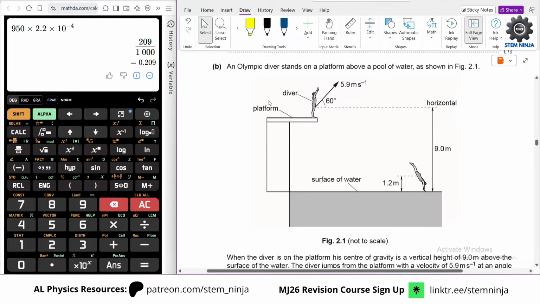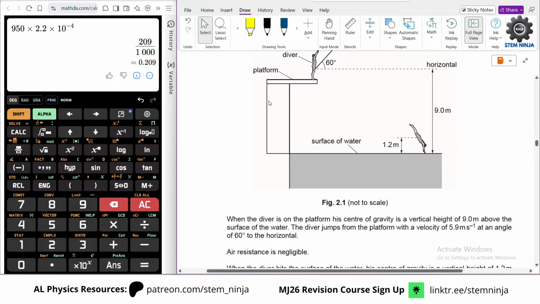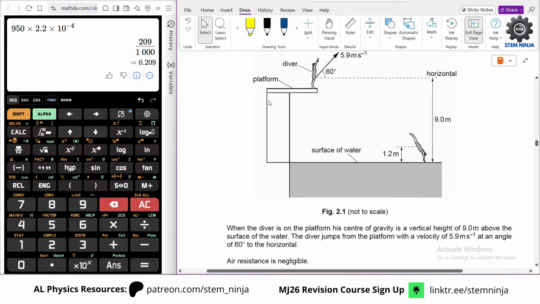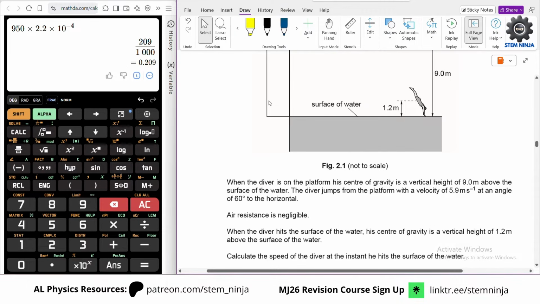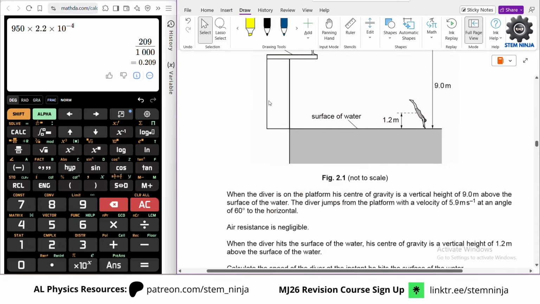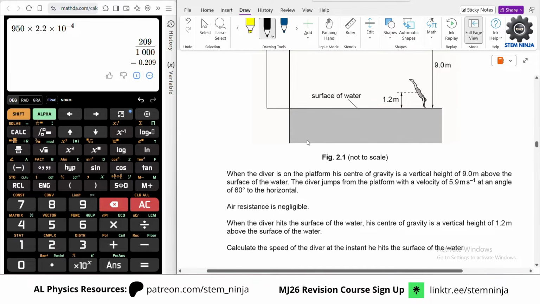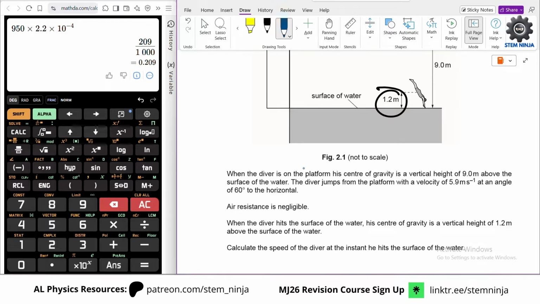Okay, an Olympic diver stands on a platform above a pool of water. When the diver is on the platform, his center of gravity is at a vertical height of 9 meters above the surface of the water. The diver jumps from the platform with a velocity of 5.9 meters per second at an angle of 60 degrees to the horizontal. Air resistance is negligible. When the diver hits the surface of the water, his center of gravity is at a vertical height of 1.2 meters above the surface of the water. Calculate the speed of the diver at the instant he hits the surface of the water.